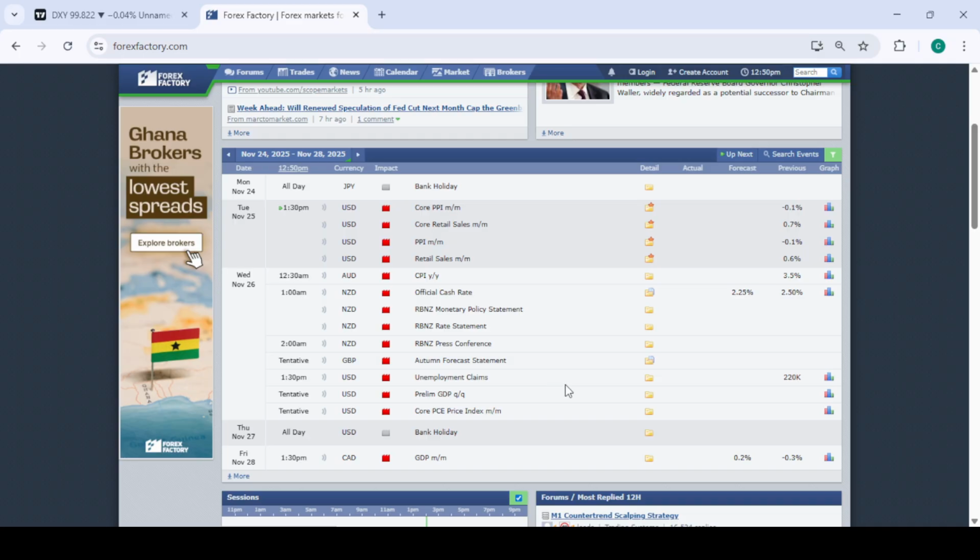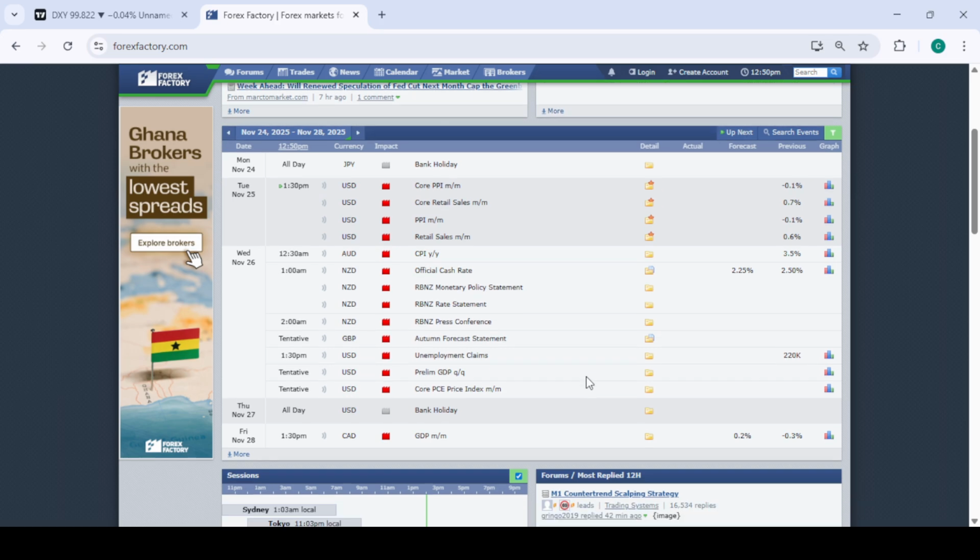On Thursday, we're going to have a bank holiday, which is Thanksgiving Day for the US. So it's going to be a bank holiday on Thursday. And on Friday, we're going to have the CAD GDP. So now let's have a look at the setups we have for the coming week.